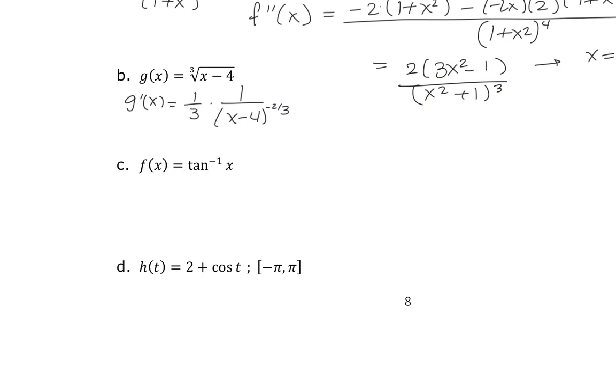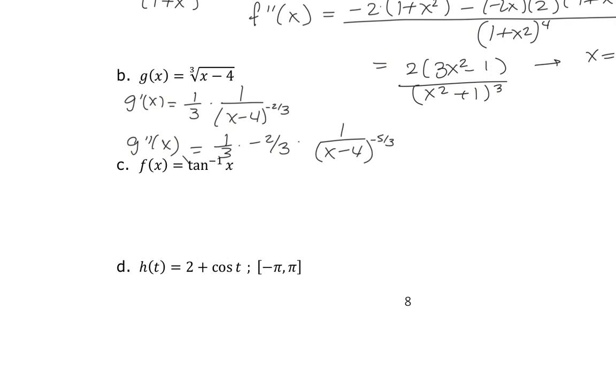So then the second derivative, g double prime of x, I don't know what that's doing there. I don't know why I did that weirdness. So g double prime of x is going to be equal to 1/3 multiplied by a negative 2/3 multiplied by 1 over x minus 4 raised to the negative 5/3.